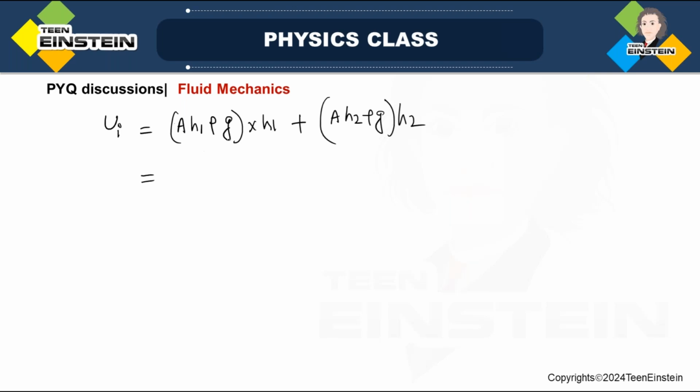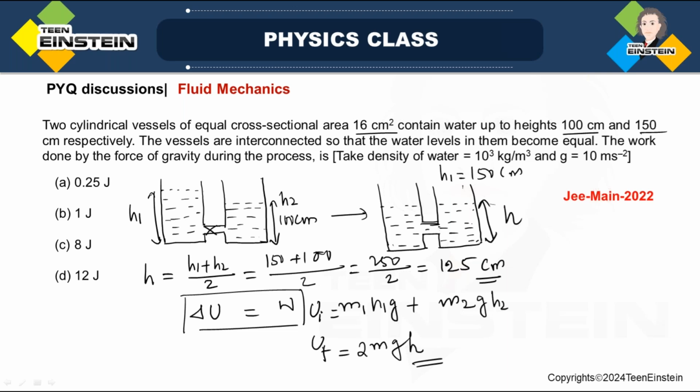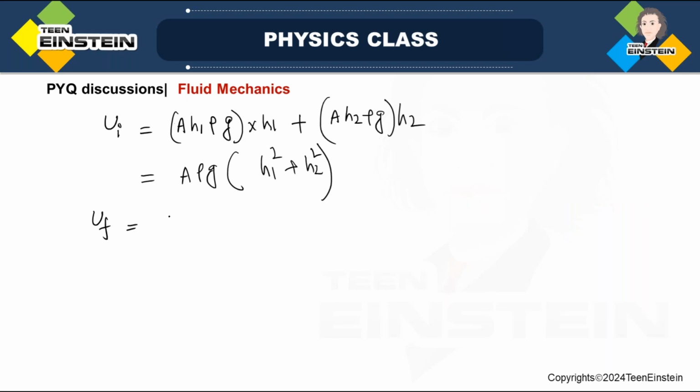So I can actually write A rho g common. I get h1 square plus h2 square, right? The final answer I will write later. Let me write this. I can write the final as 2mgh, 2 into m, which is A rho g anyway, into one h will come here. This is mg and another h will come. So this g will not be there. So I get 2A rho g, this is h square.